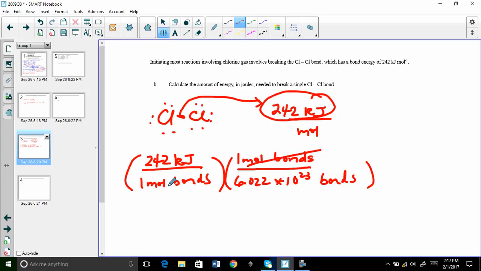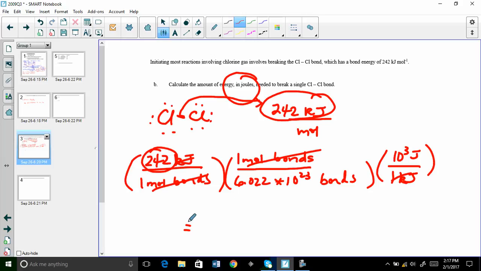And so a mole of bonds cancels mole of bonds. So now I'm in kilojoules per each bond. And then if you read the words up here, it says calculate the amount of energy in joules. So I have to realize that right now I'm in kilojoules. 1 kilojoule is 1,000 joules. And if I do 242 times 1,000 divided by 6.022 and round to 3 sig figs, my calculator says 4.02 times 10 to the negative 19 joules.